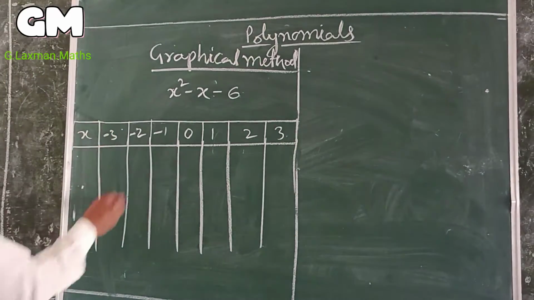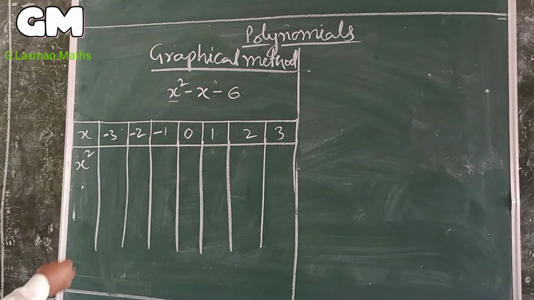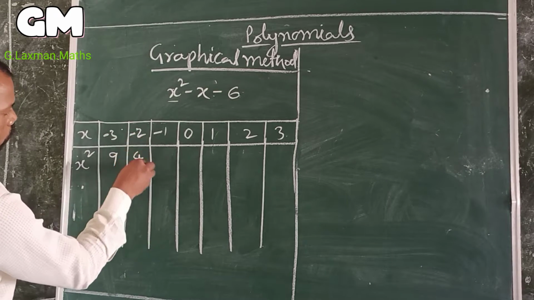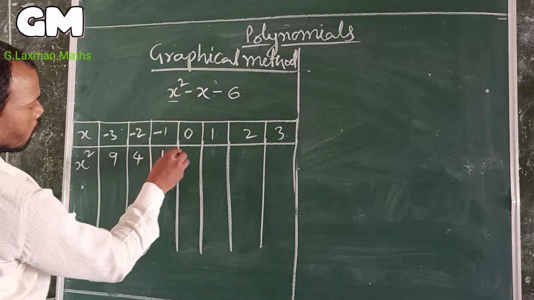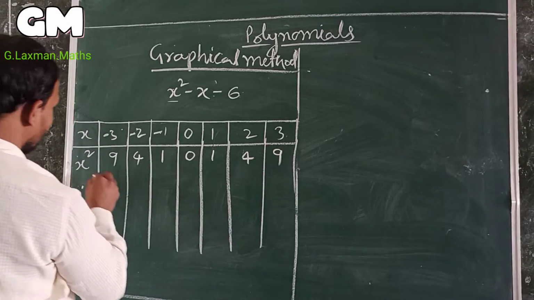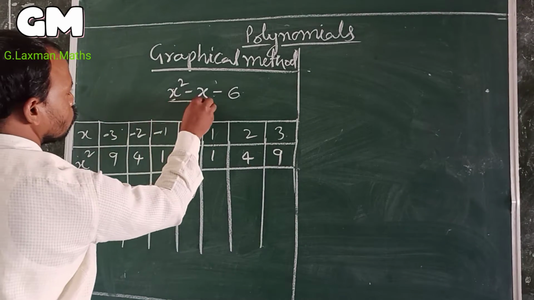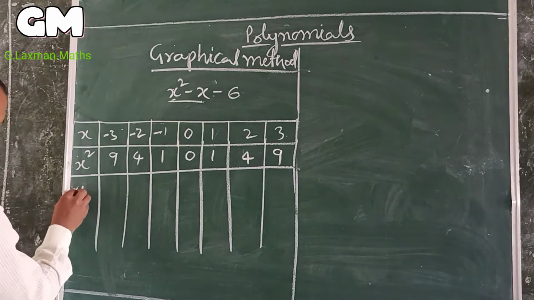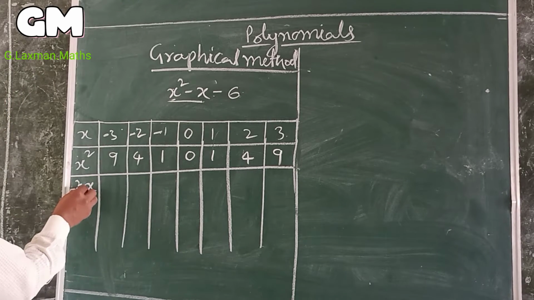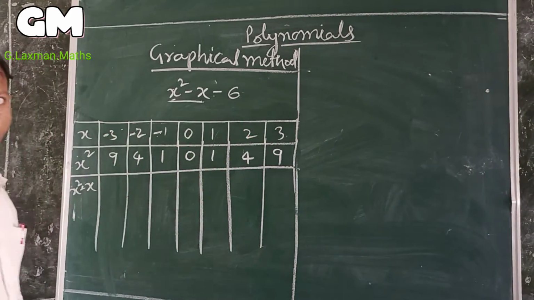The next row is x square. Find the x square values. Minus 3 whole square is 9, minus 2 whole square is 4, minus 1 whole square is 1, 0, 1, 4 and 9. Up to here is over. Then take x square minus x. Here minus x means the negative values become positive and the positive values become negative.